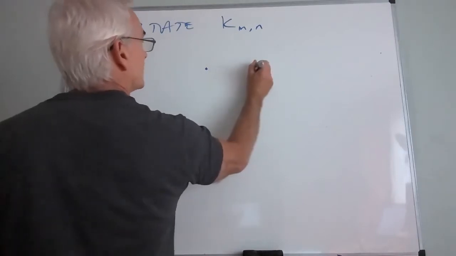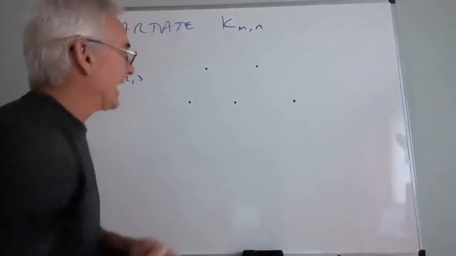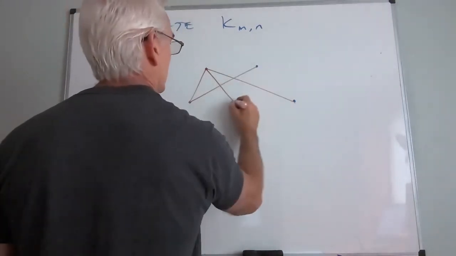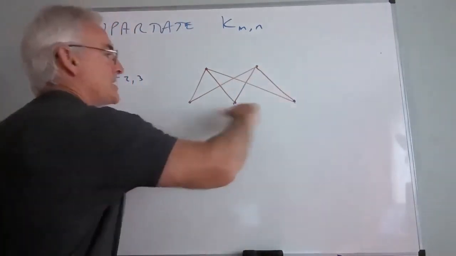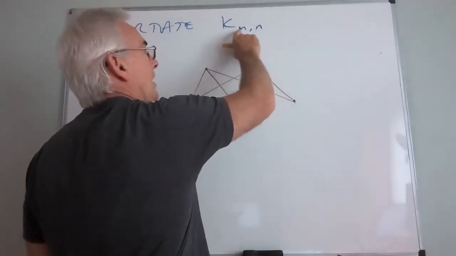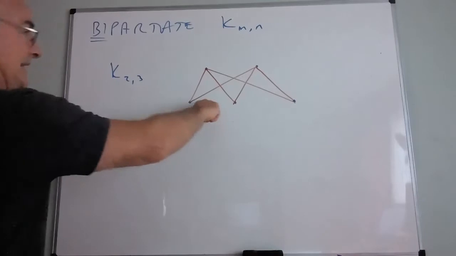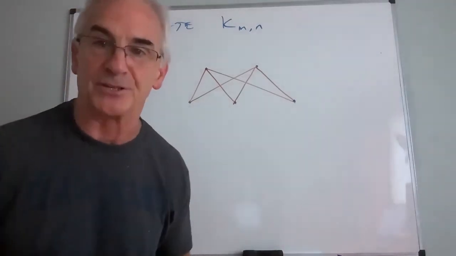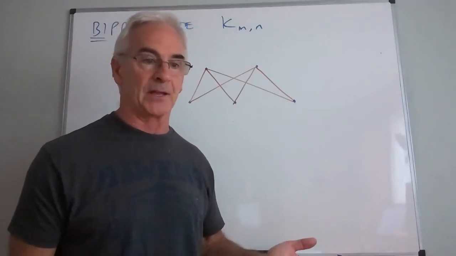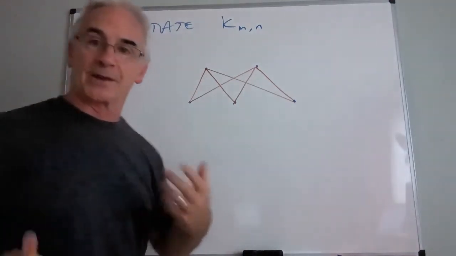K2,3 would be 2 vertices, 3 vertices, and every conceivable way of connecting these, but not with each other. So the M on one side connect to the N on the other, and then every conceivable connection. So this would be K2,3, which again is the same as K3,2. So it doesn't really matter what order you say it in. If I said 2,3, or if I said 3,2, it's the same thing. I just would orient it. I'd probably put that number on top and that number on the bottom just so I can keep track.